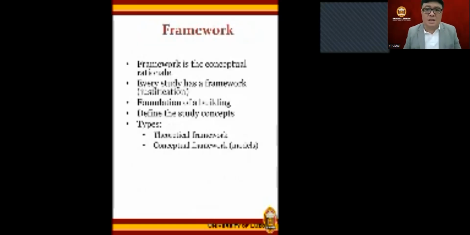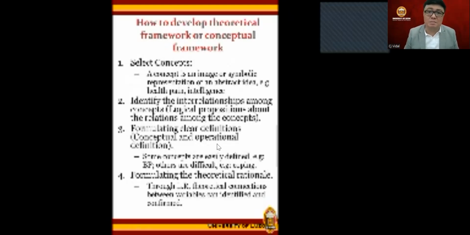So on the other hand, as I have mentioned, sometimes we are confused with literature review and conceptual and theoretical framework. Remember that framework is the conceptual rationale, and every study has a framework or justification, which is not the literature review. You have for basis of your framework the literatures that you review, the pieces of literature that you review. So you need to be aware that theoretical and conceptual framework are models.